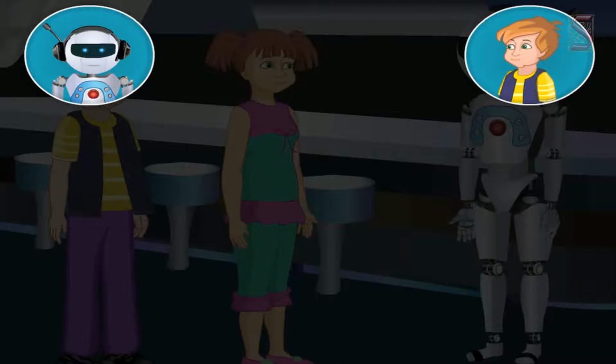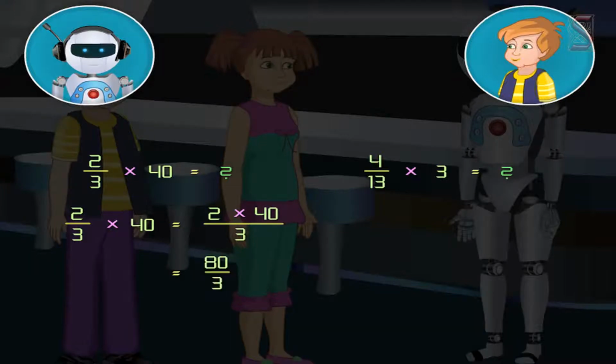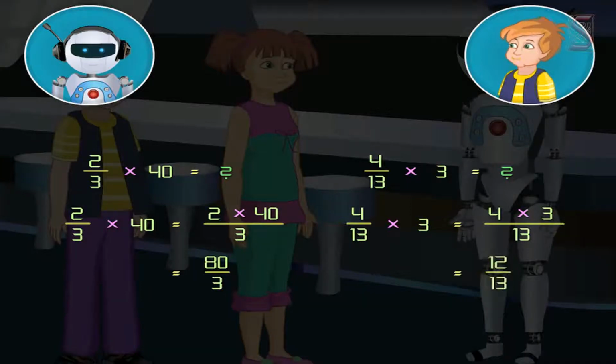Akash, what is 2 by 3 multiplied by 40 and 4 by 13 multiplied by 3? 2 by 3 multiplied by 40 is 80 by 3. And 4 by 13 multiplied by 3 is 12 by 13.